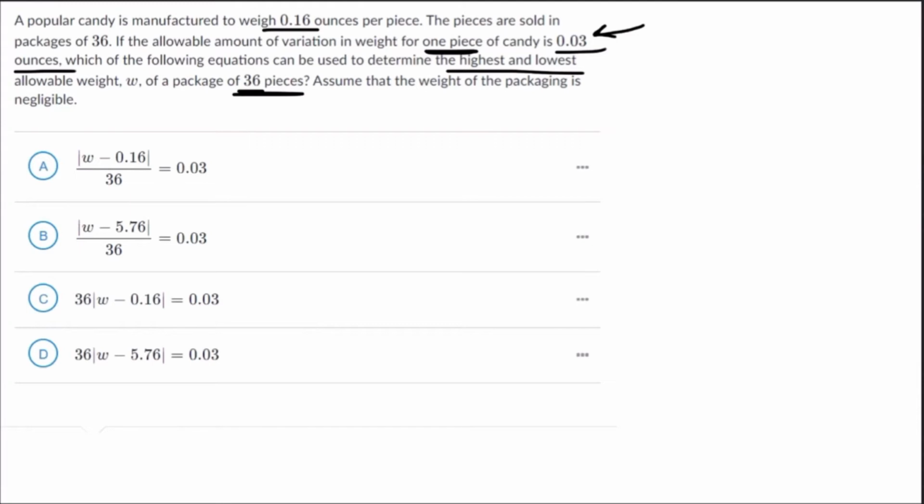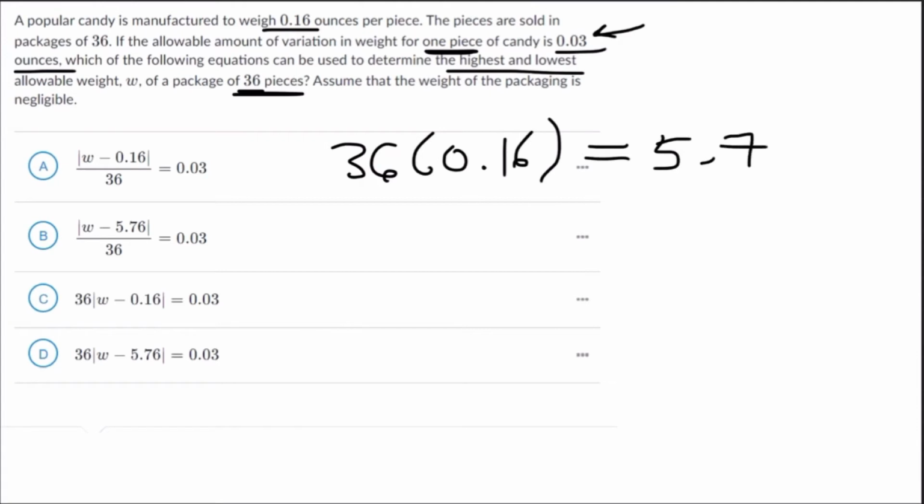Now, first thing I'm going to do is find the weight of a normal package where it's the exact amount of weight they want for each candy. So we're going to say 36 multiplied by 0.16, right? And this is going to equal 5.76. Now, let's say that the actual weight for the highest and lowest, we're going to represent that with W, was minus the supposed weight for the perfect package. If we subtract this, we'll get how much extra there was in that package.